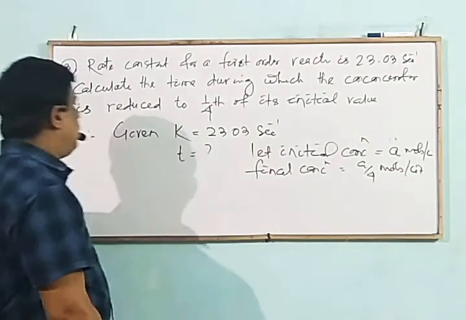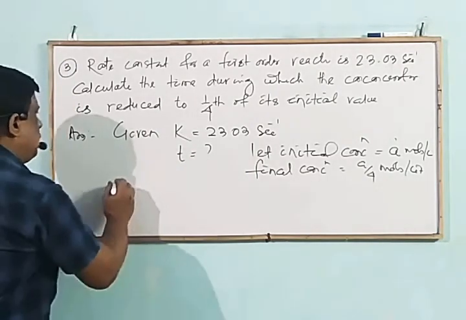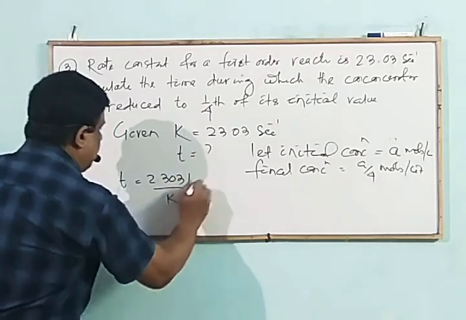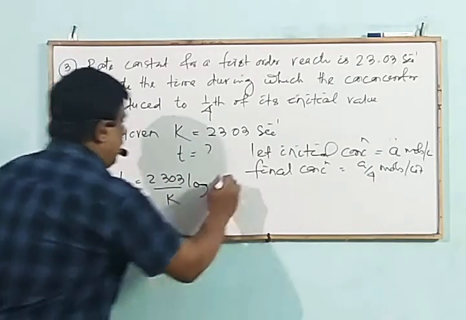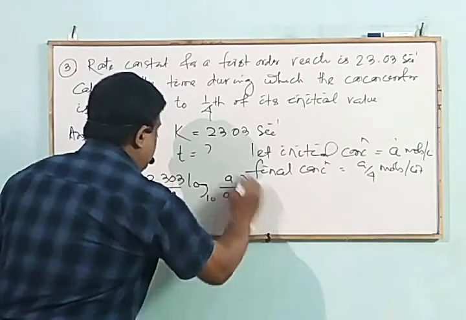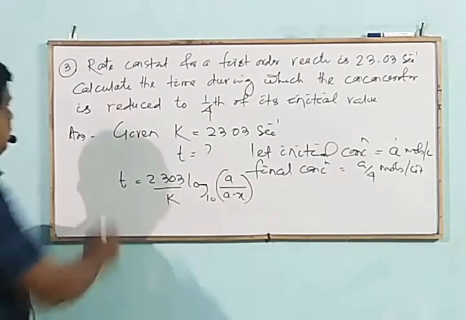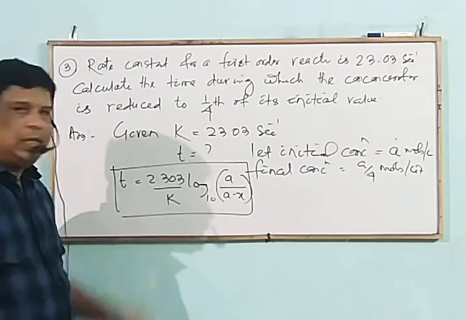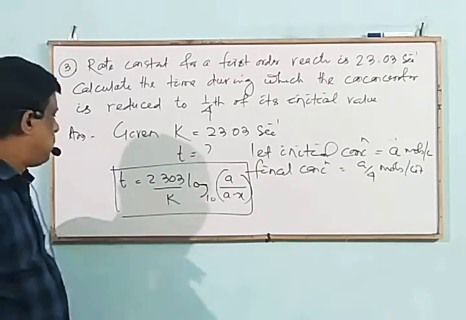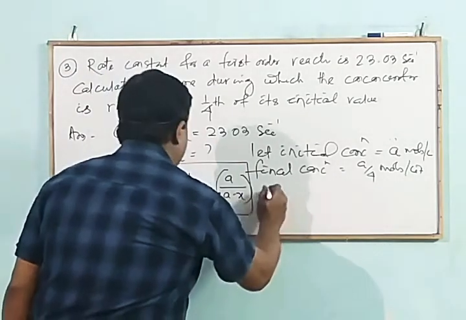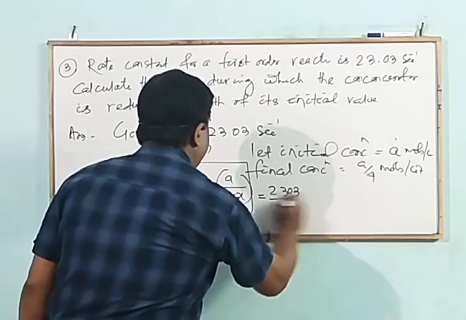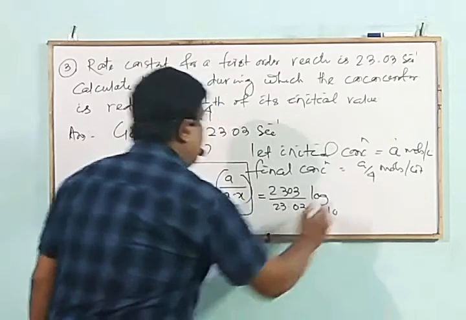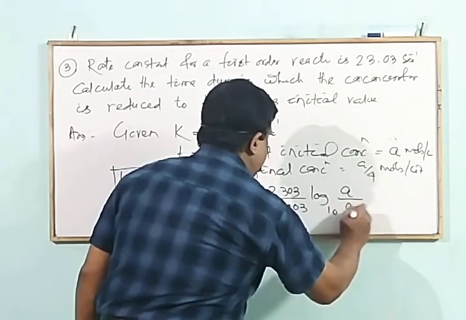Then applying the formula for first order kinetics, we know that T is equal to 2.303 by K log base 10 initial by final concentration. So if we apply this data to this expression, what we observe? T is equal to 2.303 by 23.03 log base 10, initial is A, final is A by 4.